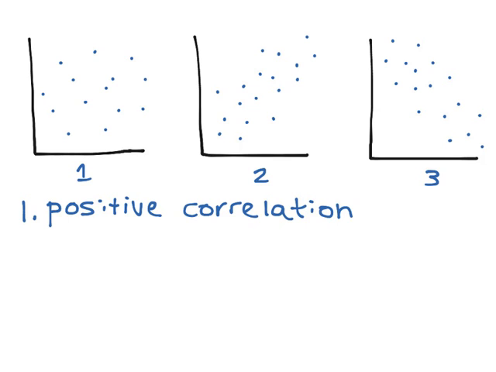For example, in graph 2 we can see that the items on the x and y axis are positively correlated, because as we go up the x-axis, we find that the y values of the points are increasing.